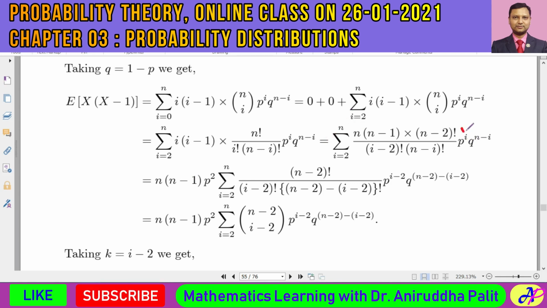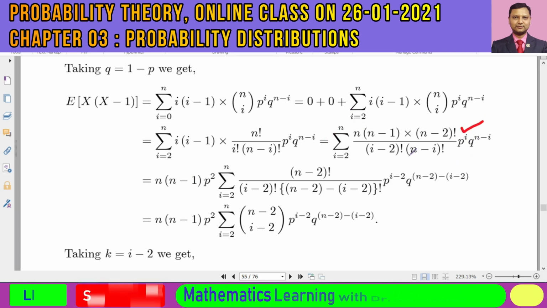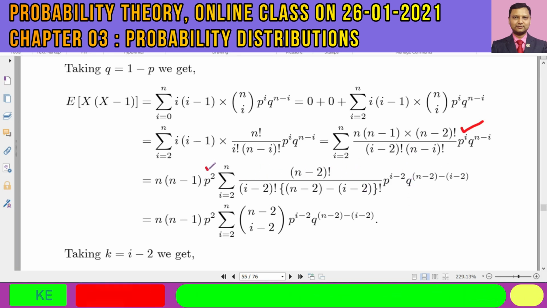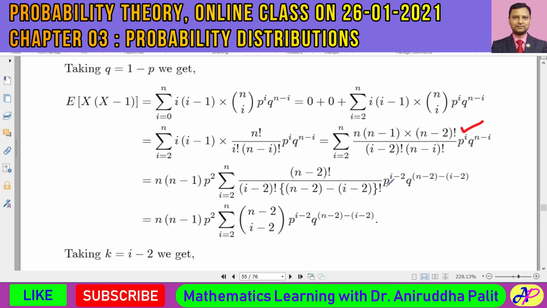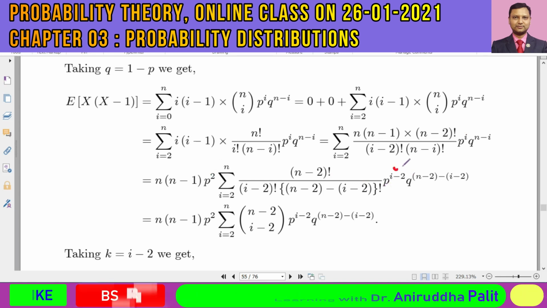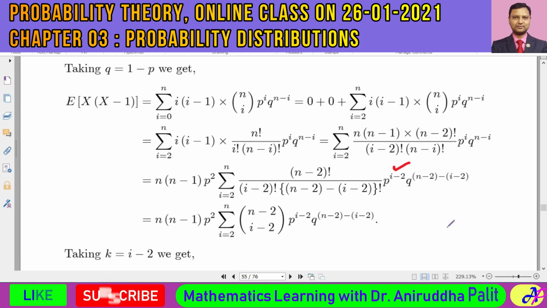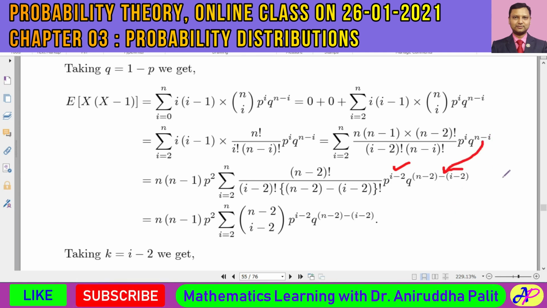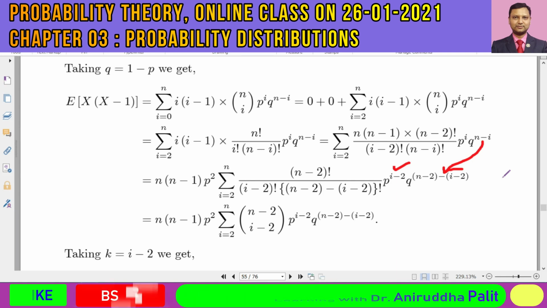You see, we have p to the power of i. So in order to adjust, we are just extracting p square out of this summation, and you see we will have p to the power of i minus 2 over here, and this n minus i has been written in this way: n minus 2 minus (i minus 2).